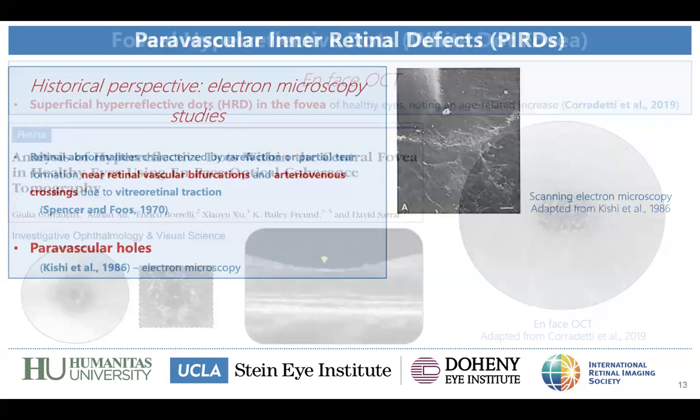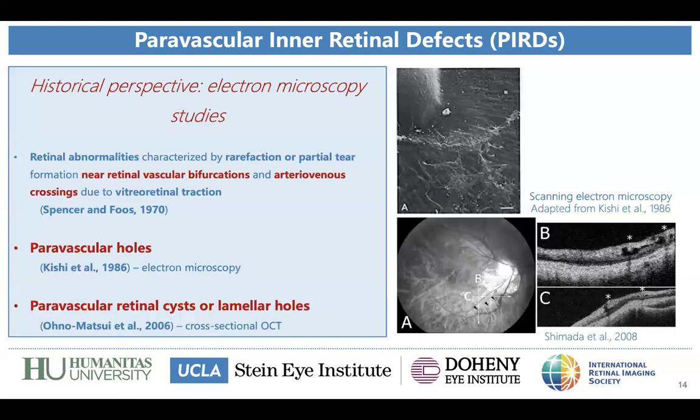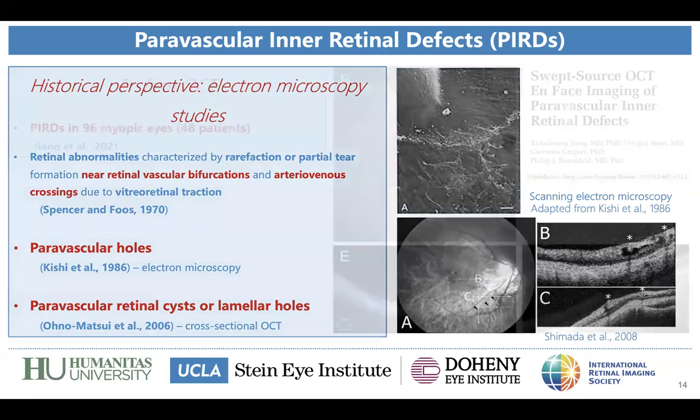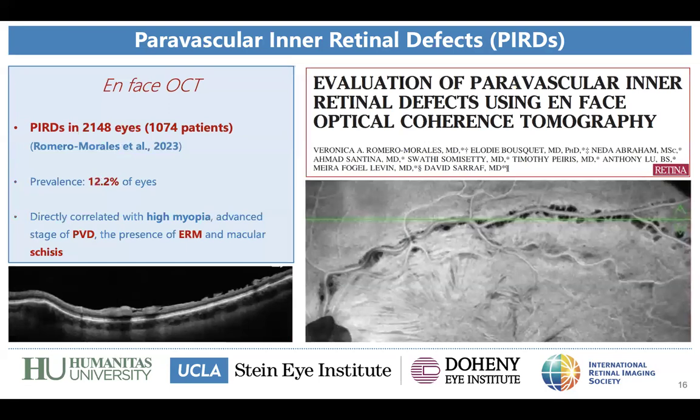Another relatively older biomarker that was recently studied with face OCT is the presence of paravascular inner retinal defects, which were first identified in the 70s and then studied by means of cross-sectional OCT by Hono Matsui and co-authors back in 2006, and then by Dr. Rosenfeld's group in Miami in myopic eyes. More recently, Veronica Romero Morales and colleagues studied these lesions with face OCT in a very large cohort of subjects, including healthy subjects, and found a prevalence of these lesions in about 12% of eyes.